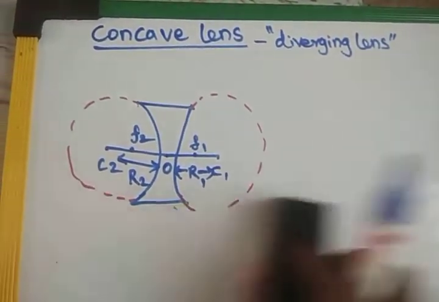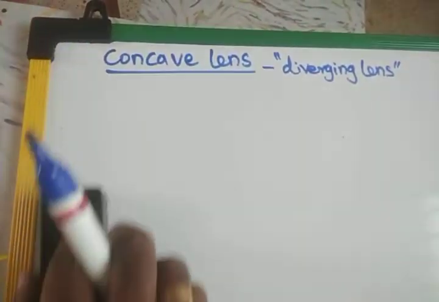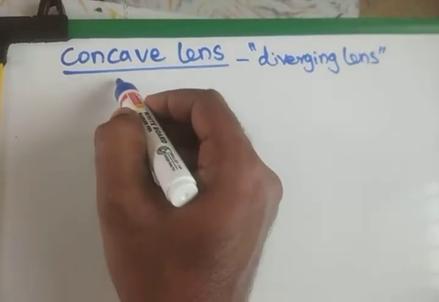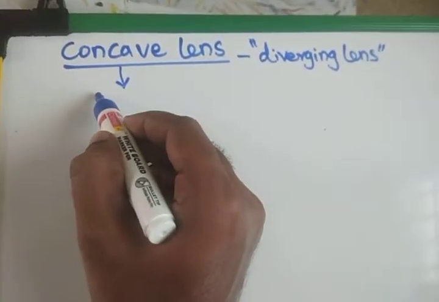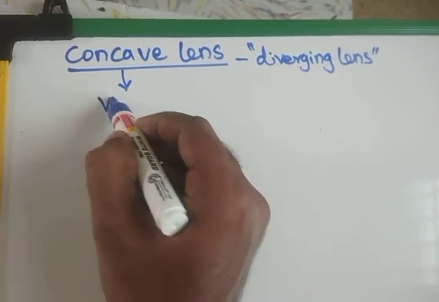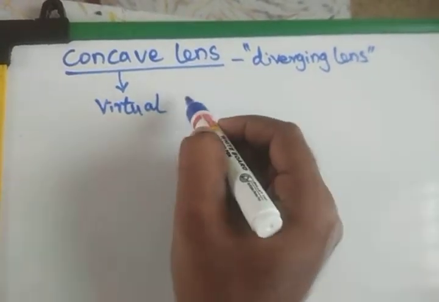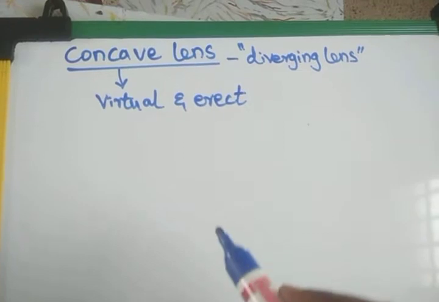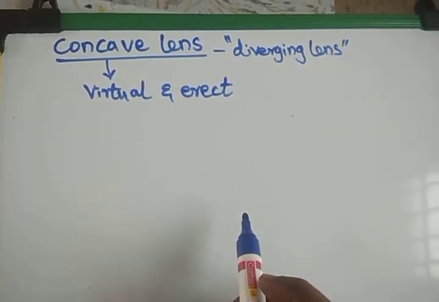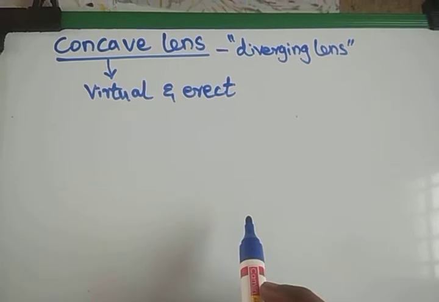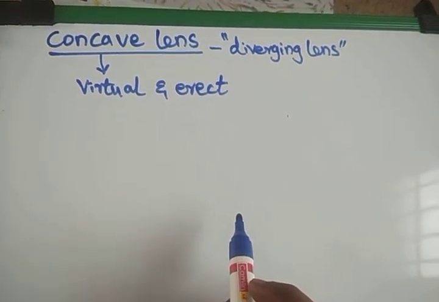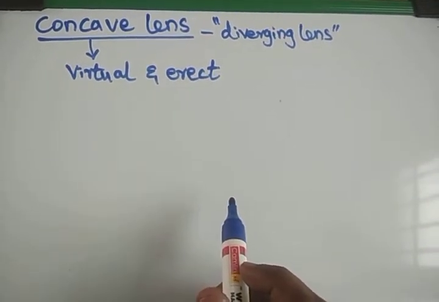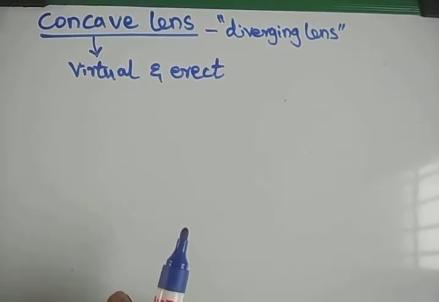I told you that the concave lens produces a virtual and erect image, while in a convex lens it is a real and inverted image. What is the nature of the image formed by a concave lens? It is virtual and erect. A real image is one which can be caught on the screen, which can be obtained on the screen. What cannot be obtained on the screen is a virtual image. What we see in the mirror is a virtual image. We can see our image in the mirror, but we cannot take a printout of it or obtain it on the screen.